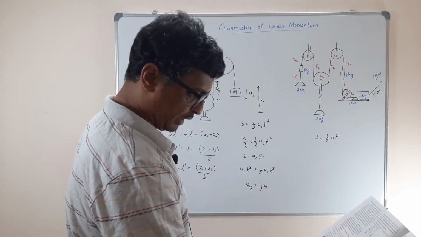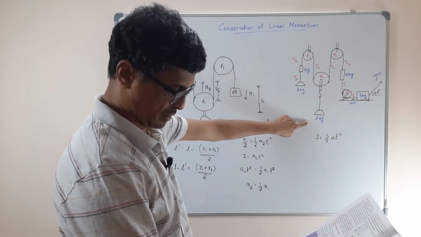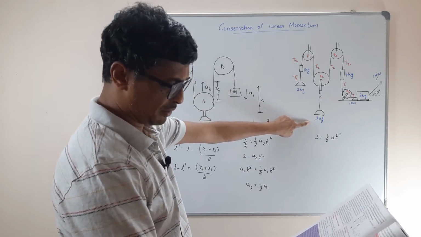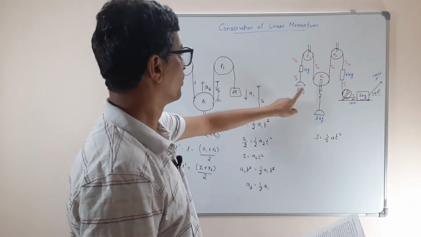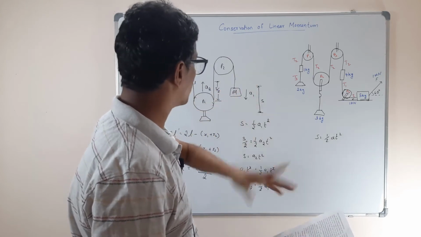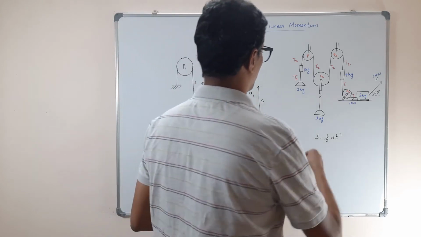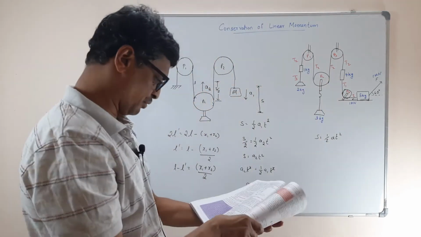And then one more thing they said: all masses except the 3 kg mass are traveling the same distance in the same time. That's also not completely true. I don't know, this is wrong. I don't know what they meant by that.